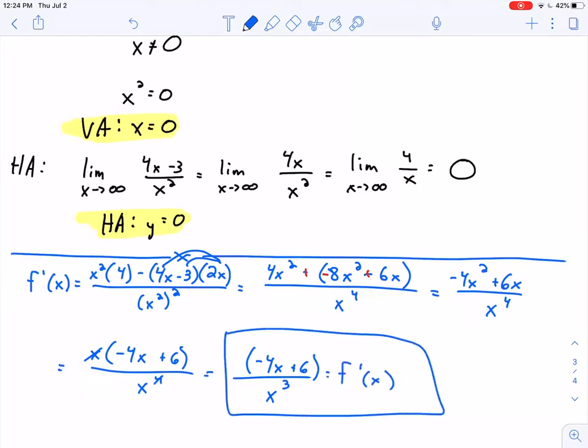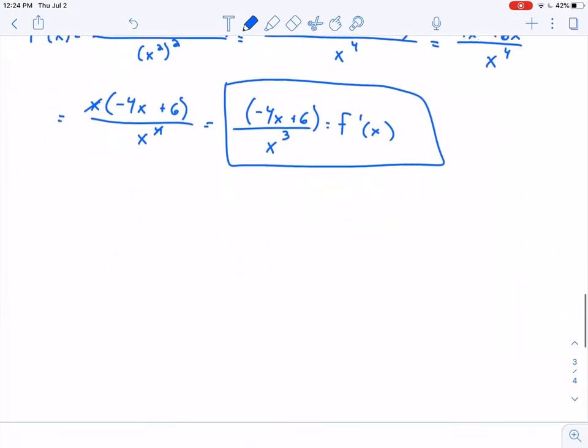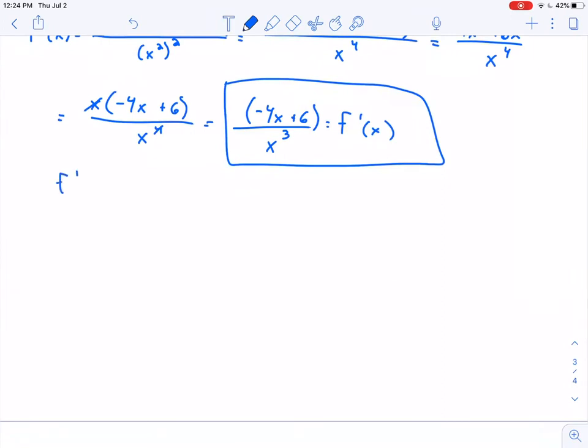Oh boy. So we've got our first derivative. Now, what can we do next? We probably want to find our critical points next. So we're going to take our first derivative, our f prime of x. We'll set it equal to 0, and then we'll find out where f prime does not exist.